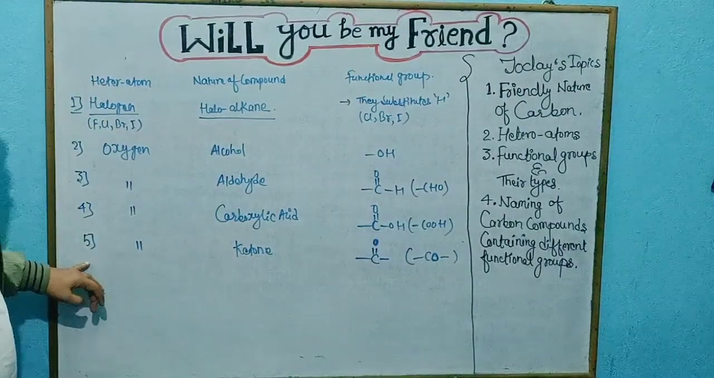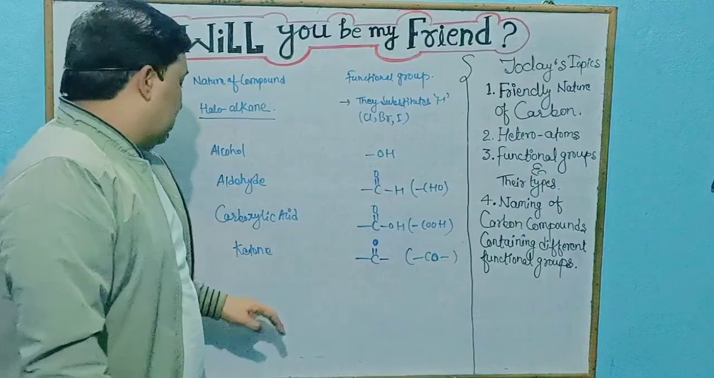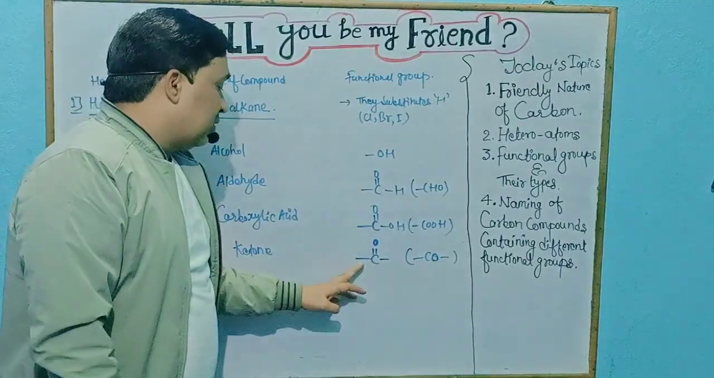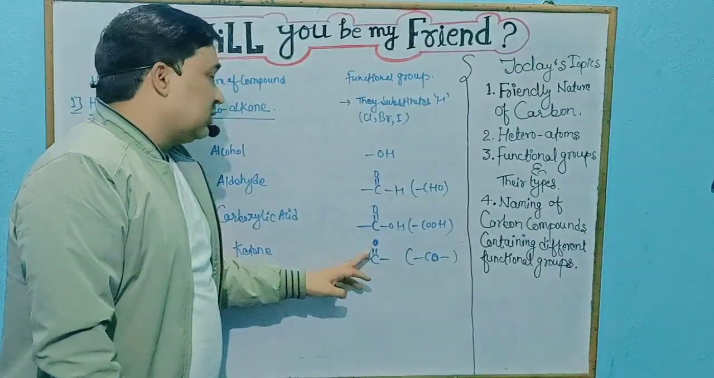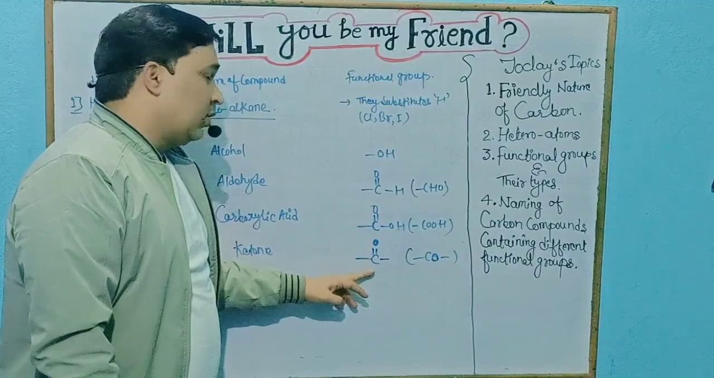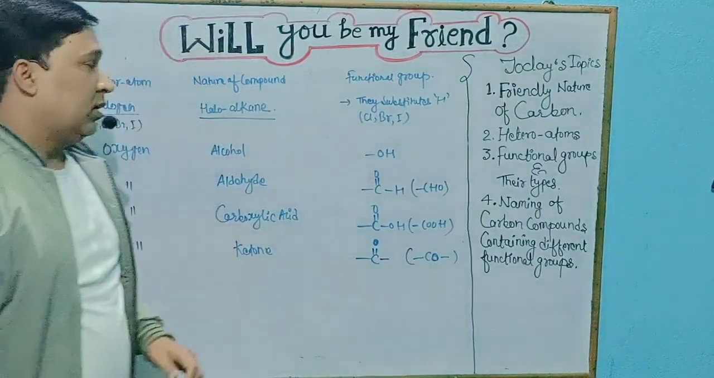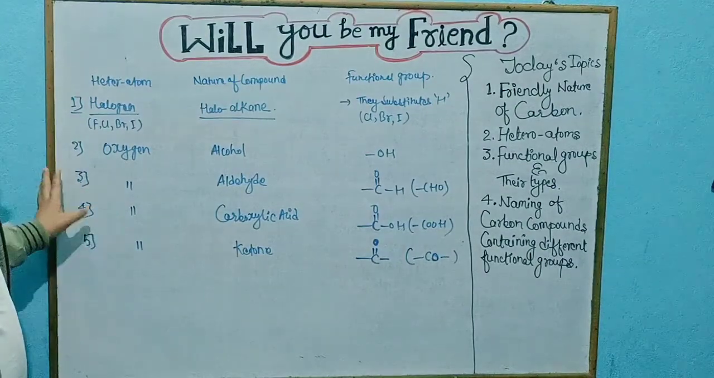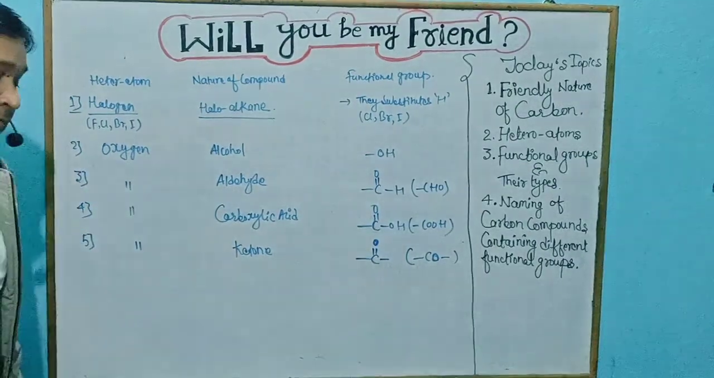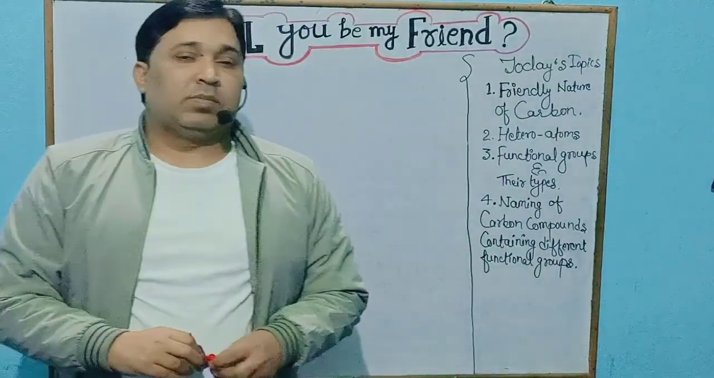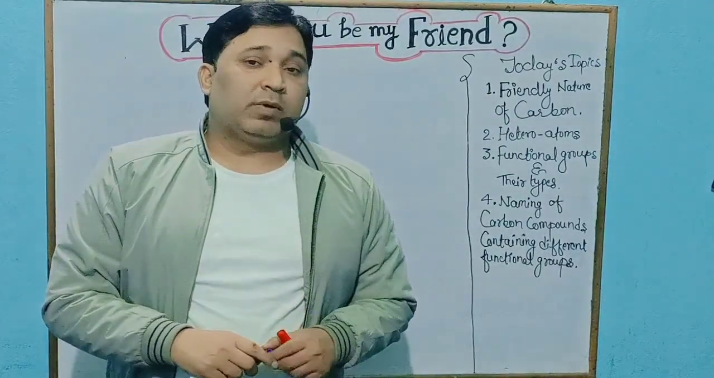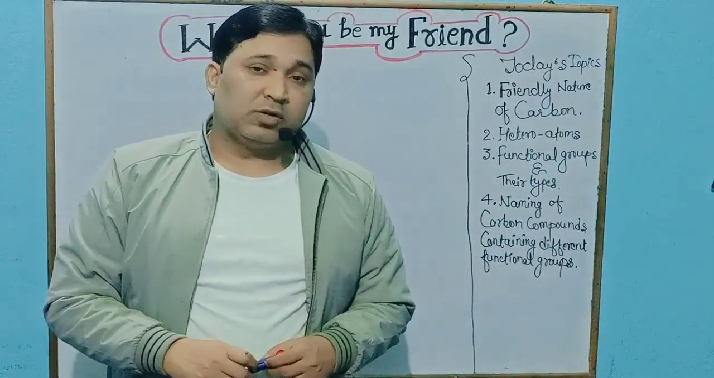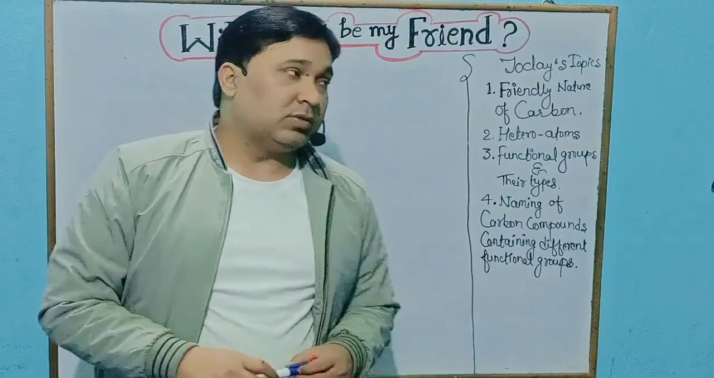Now the fifth one is ketone. Ketone contains the functional group CO. One oxygen is bonded by a double covalent bond to the carbon. So these are the 5 functional groups we will study as per the CBSE syllabus. Now we are going to discuss naming the carbon compounds, that is hydrocarbons containing functional groups. So we will start with halogen.